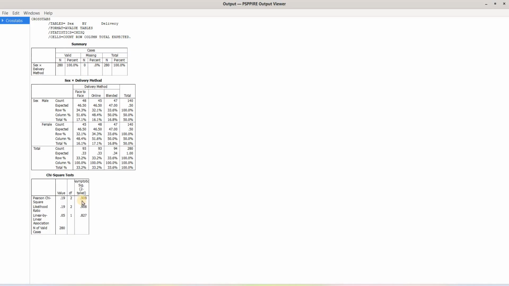So we get here a p-value of 0.908, which is far, far larger than the alpha of 0.05. So that tells us that we fail to reject the null hypothesis, which states that the distribution of females is the same amongst the different delivery methods. And that is how you perform and interpret the chi-square test of homogeneity using PSPP.